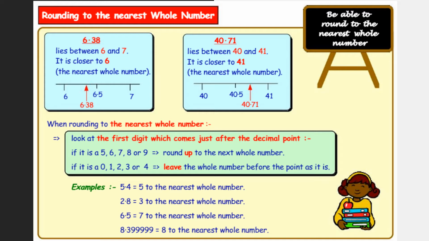So 5.4 rounded to the nearest whole number is 5. 2.8 rounded to the nearest whole number is 3. 6.5 equals 7 to the nearest whole number, and now this is exactly the kind of thing that confuses you. 8.399999. You can ignore all those 9s. You only have to look at the 3, and the 3 tells you to round down, which gives you 8. And I'm telling you this because there will be examples that are there just to confuse you. Okay? That will be their sole purpose, to make sure you're on your toes.